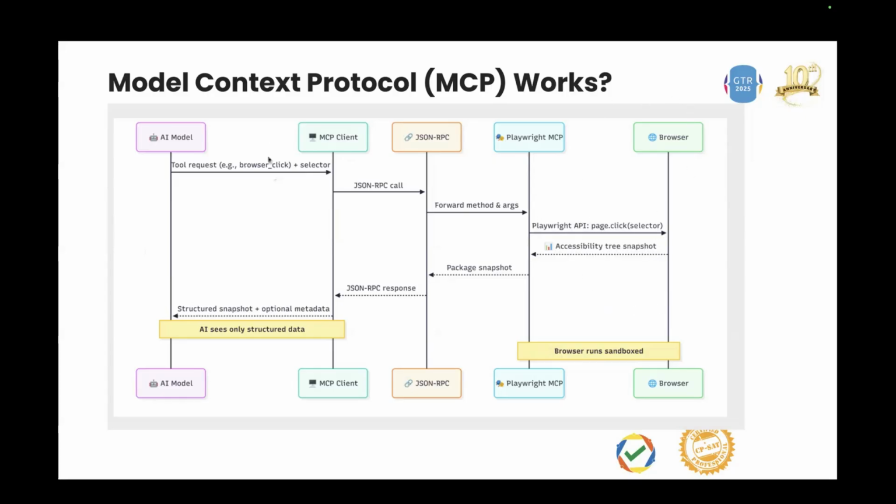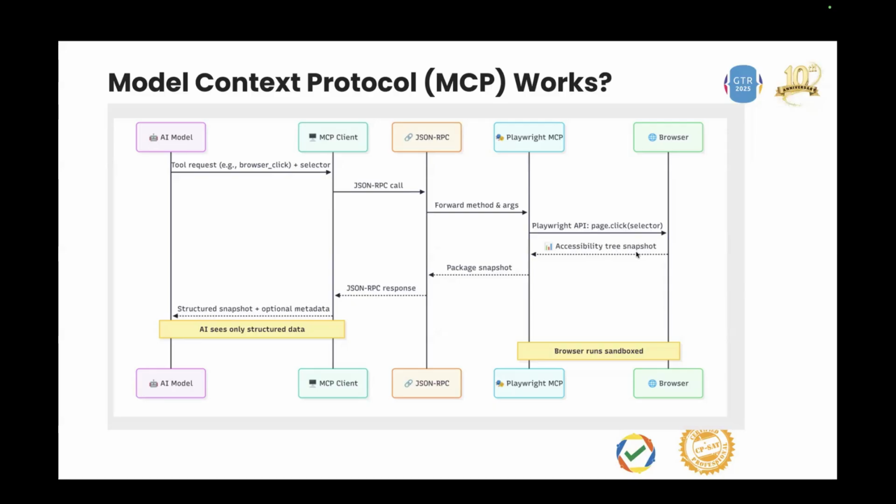Basically, suppose I have requested the click, so it will click on the button, or you can say radio button or checkbox or whatever the requirement we have. And one good thing here is that it will capture the accessibility tree snapshot for that. So when you perform any of the actions, I will show you in the demo. For every action, it will capture the accessibility tree.